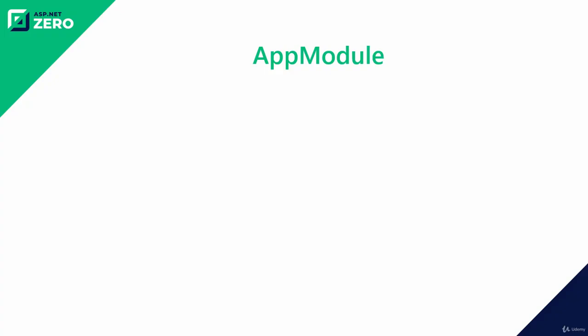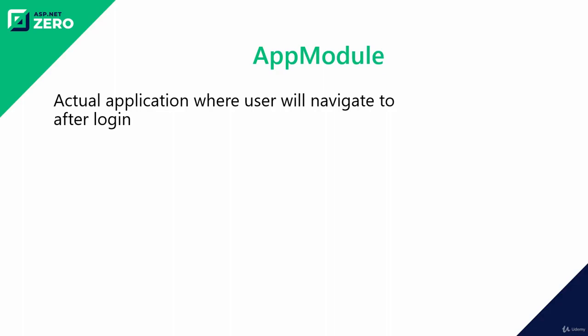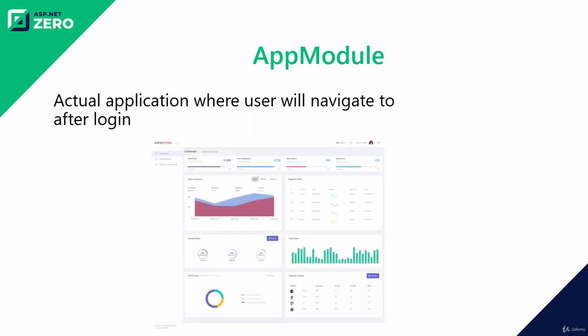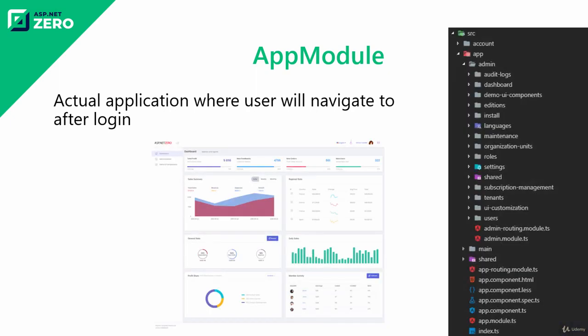Next to the account module, we have the probably more important app module. This is the real meat of the application, where the user will end up after entering username and password. It contains the admin module, the main module, and the shared module. In the main module, as I already said, a dashboard page is shown by default, which you can see here on the screenshot in the middle of the screen. That is nothing more than a placeholder really.